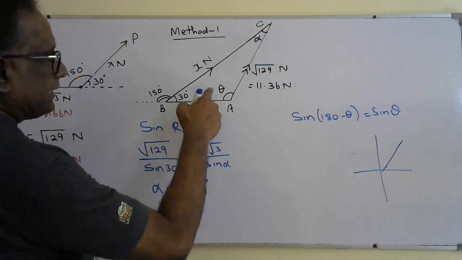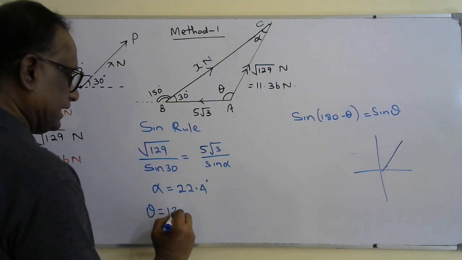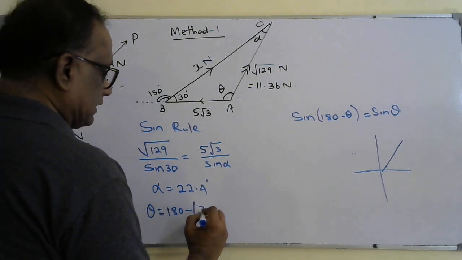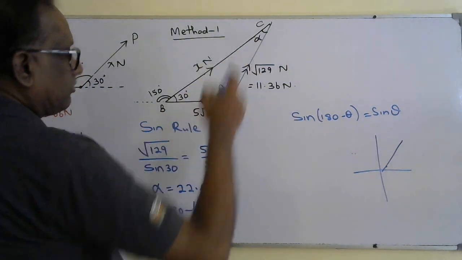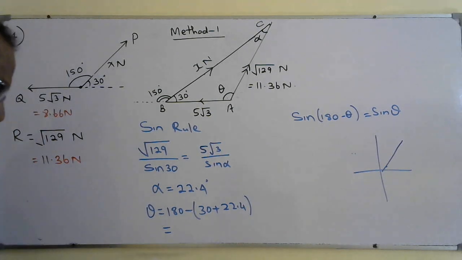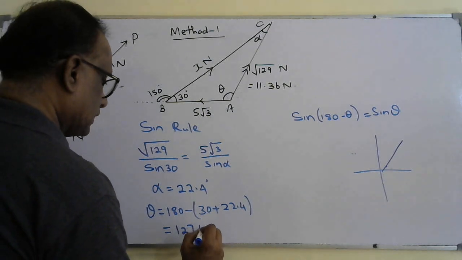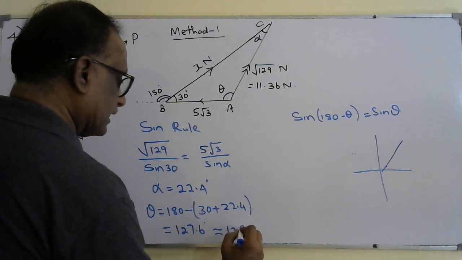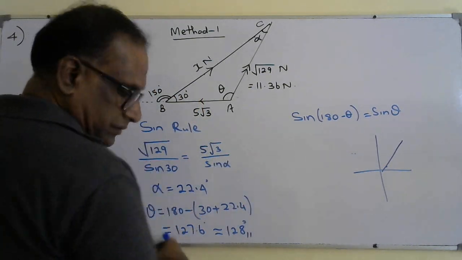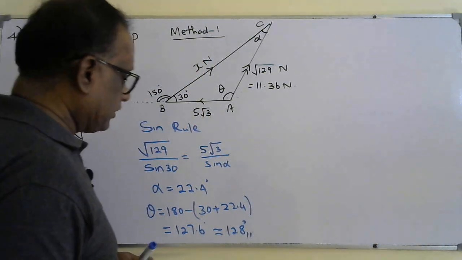So what is theta? The total of the internal angles is 180. So theta will be 180 minus 30 plus alpha, that is 22.4. You will get theta, that is 127.6, nearest angle 128 degrees. Okay, we need to find x. Not a big issue. We can continue now.